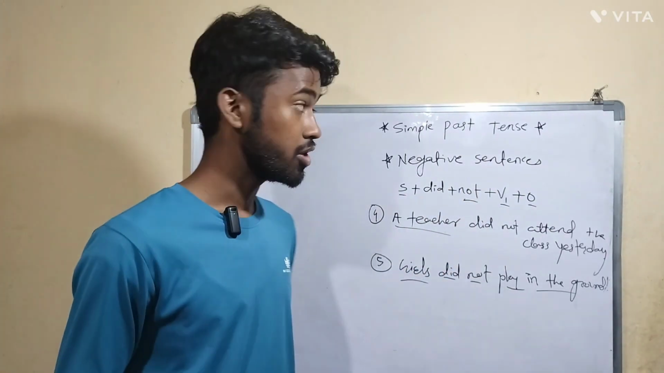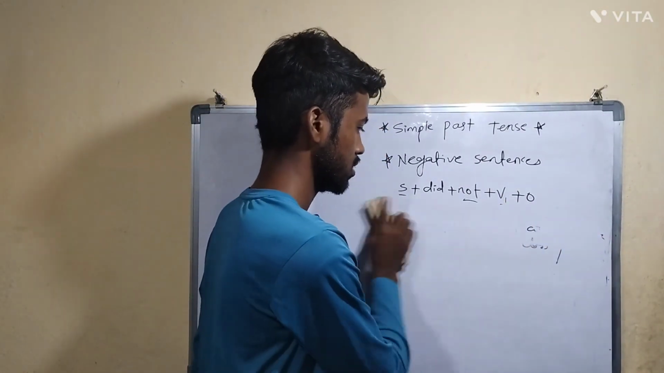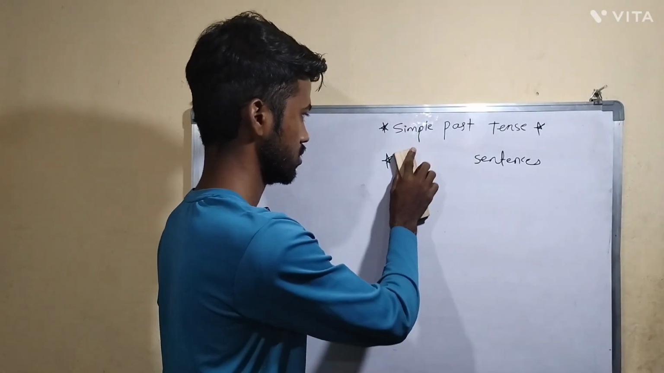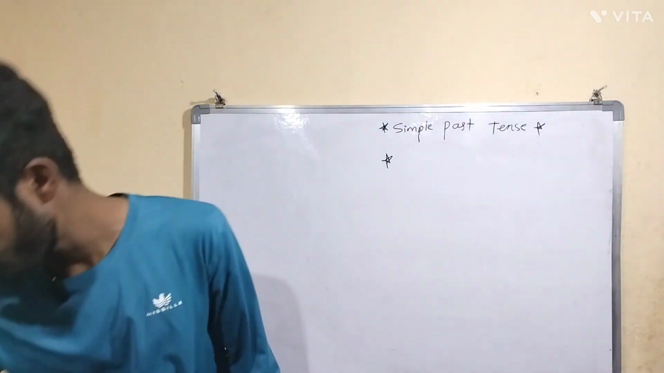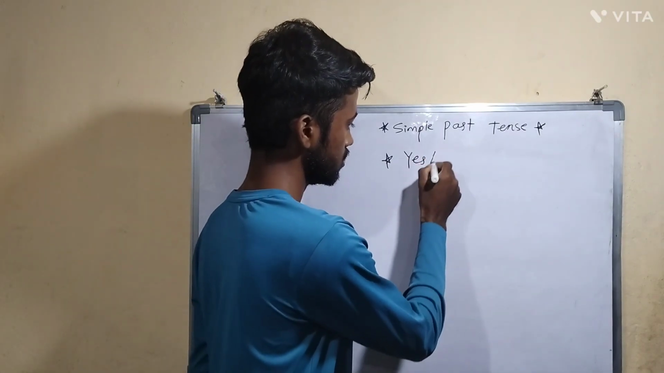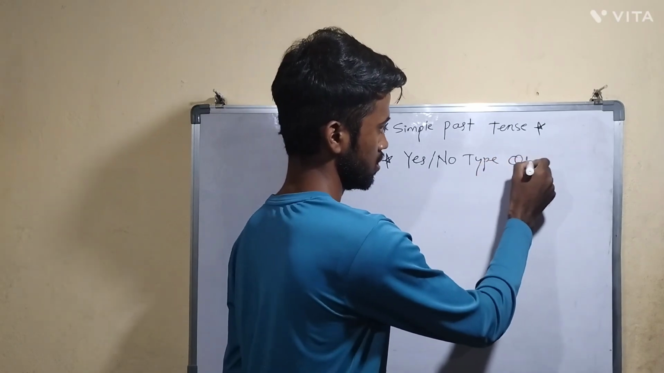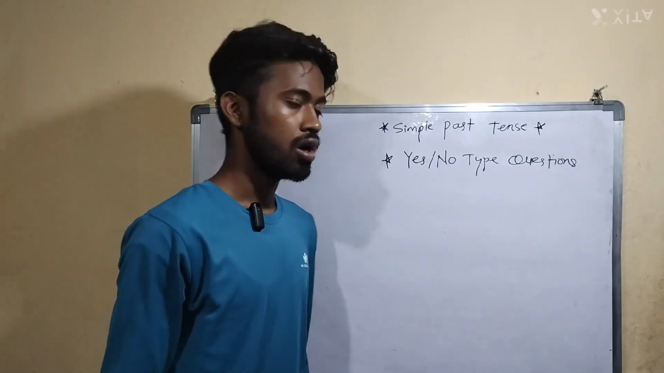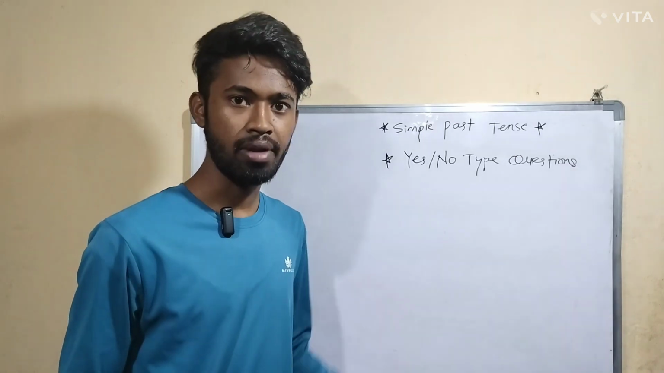Now let's talk about interrogative sentences in simple past tense. Interrogative means asking something, or you can say asking questions. First we see the verbal questions, or you can say yes-no type questions. Yes-no type questions or verbal questions, both are the same. I already told you. If you have seen my previous video, I explained that very well.